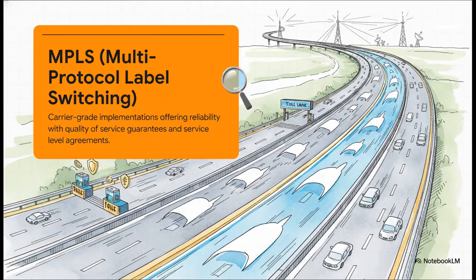So, what about our third option, MPLS? Well, this one is pretty clever. It's like getting your own private, guaranteed speed toll lane on that public highway. You pay a service provider a premium, and they promise you a clear, fast path with no traffic jams. It's basically reliability as a service.